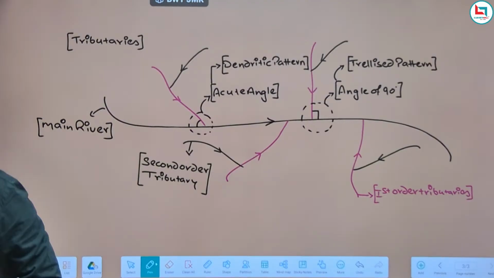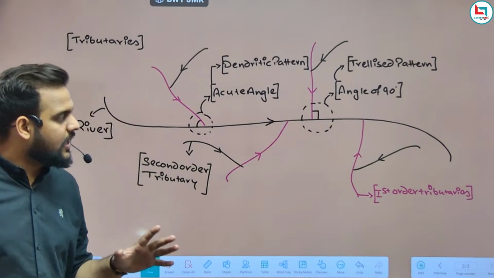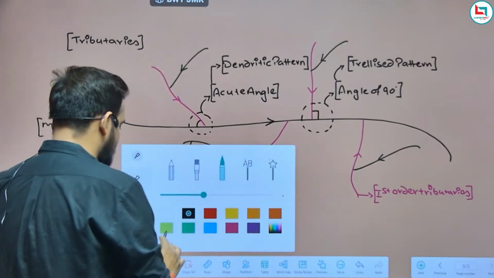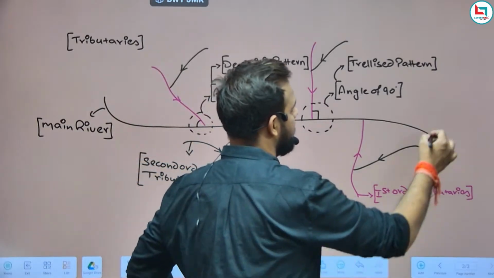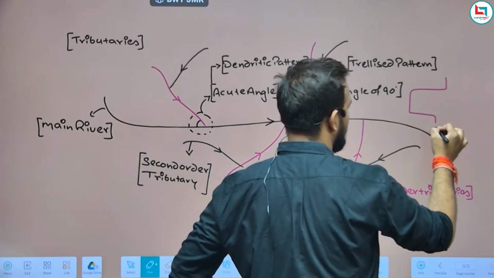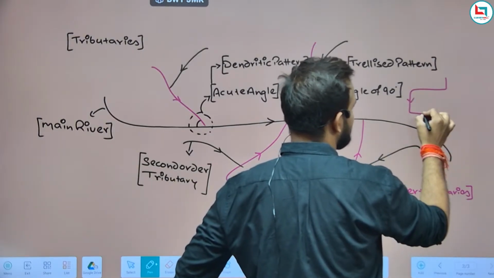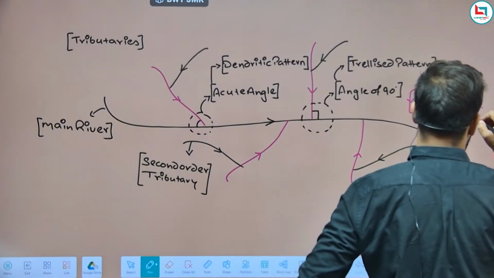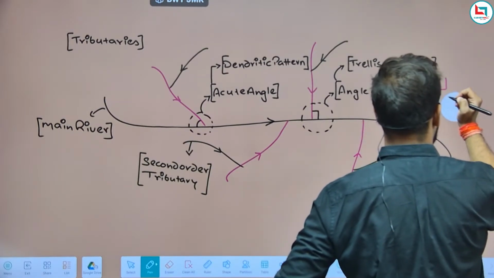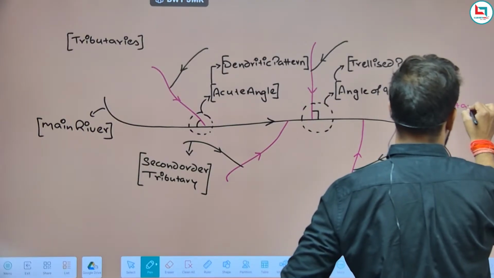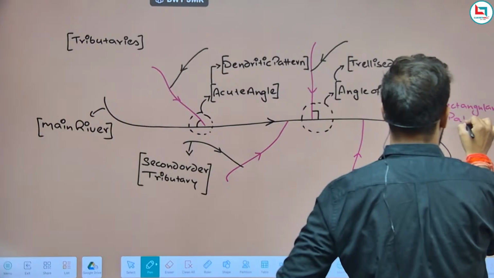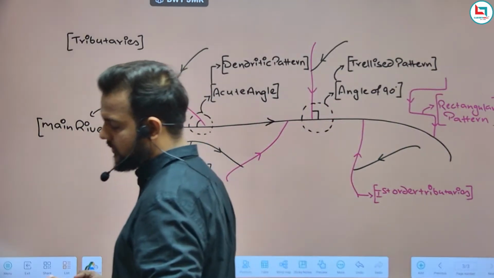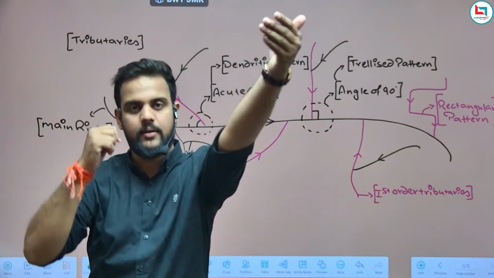Now after this, we have the rectangular pattern also. Now, what's the rectangular pattern? Guys, in the rectangular pattern, the tributary meets the main river in a rectangular way like this, so this is known as the rectangular pattern. So these are the patterns. Like this, we have the dendritic pattern, and we have the radial pattern also. We'll talk about the radial pattern in upcoming classes.